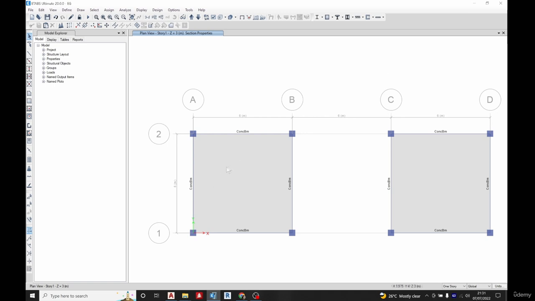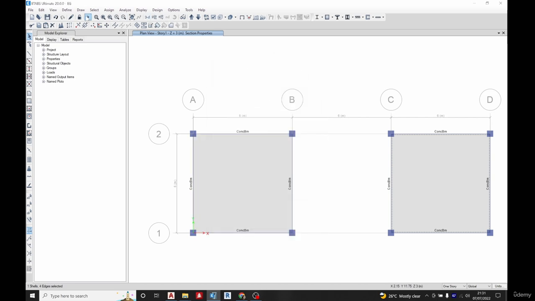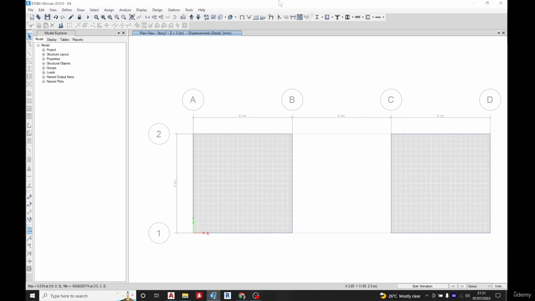So we've modeled this slab. We can see this slab is shell and this is membrane, with the same load of 10 kilonewton, and right click on it, 10 kilonewton also. So we'll run the analysis, then we'll see the difference in results. We expect to get more reinforcement, more bending moments in this model than this. So let's see what it is.